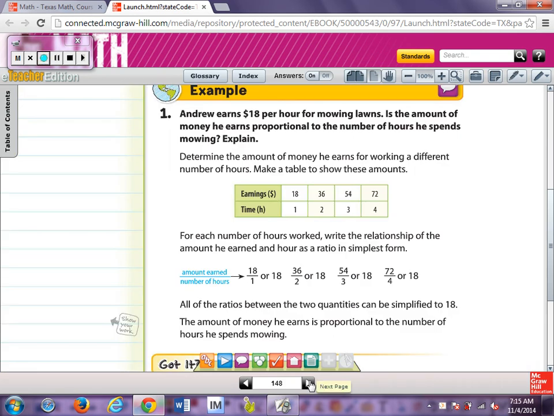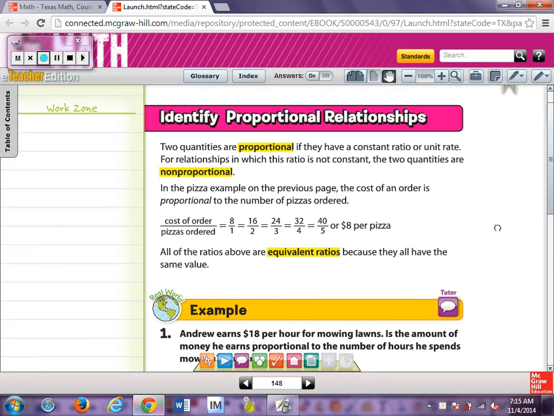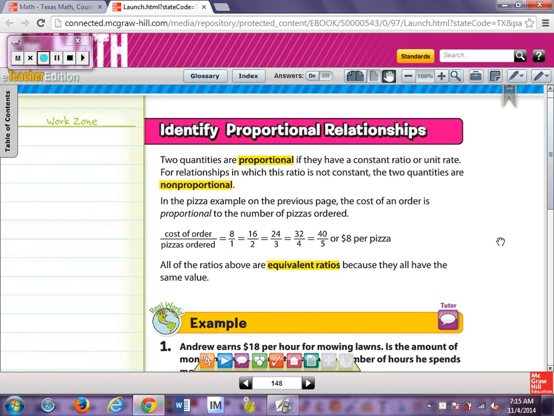Now, we are on page 148. And let me go ahead and move to the top up here. And we have the topic, identifying proportional relationships. Two quantities are proportional if they have a constant ratio or unit rate. We saw that in the last example when we had the $8 to 1 pizza ratio, $8 for 1 pizza.